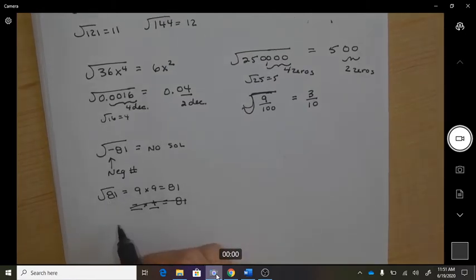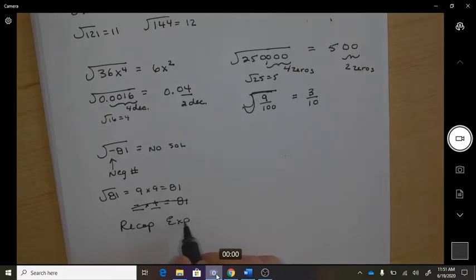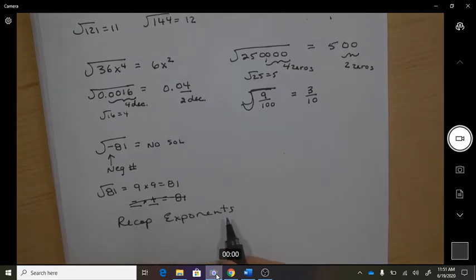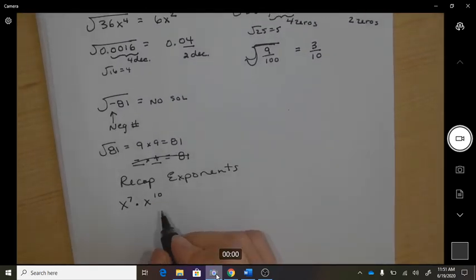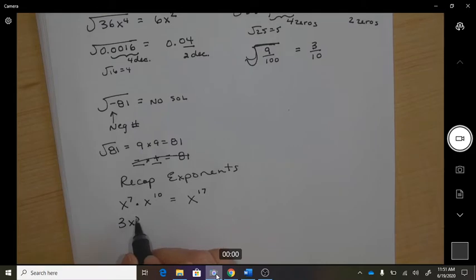Okay, so in grade 9, you probably would have seen these exponents. X to the 7th times x to the 10th. So when you times, you add the exponents. So 3x to the 5th times 7x to the 4th, times the coefficients, so 21, and add the exponents.